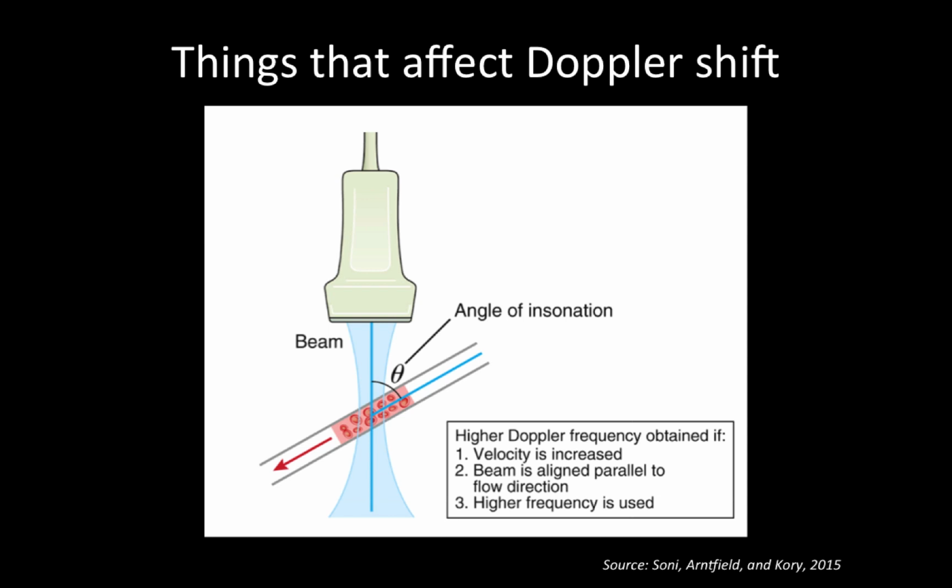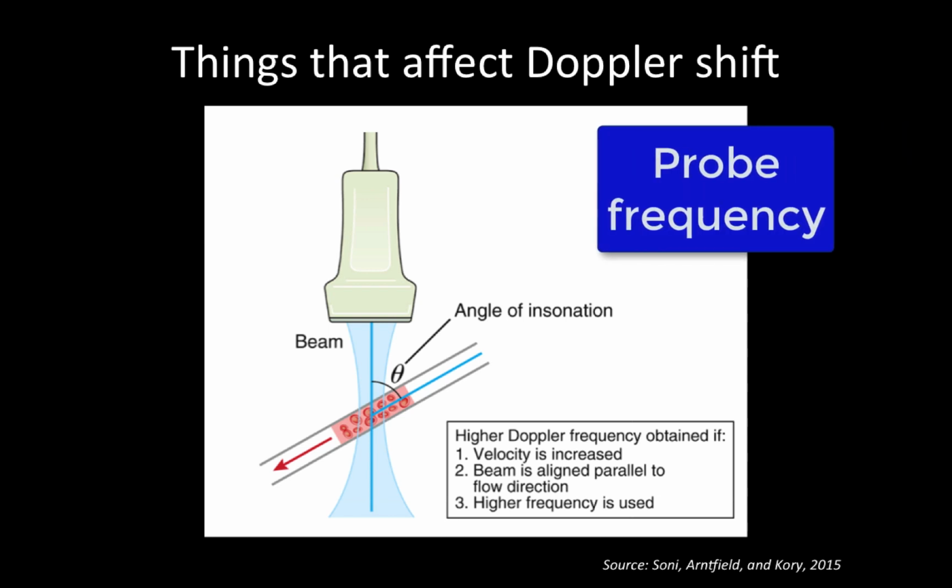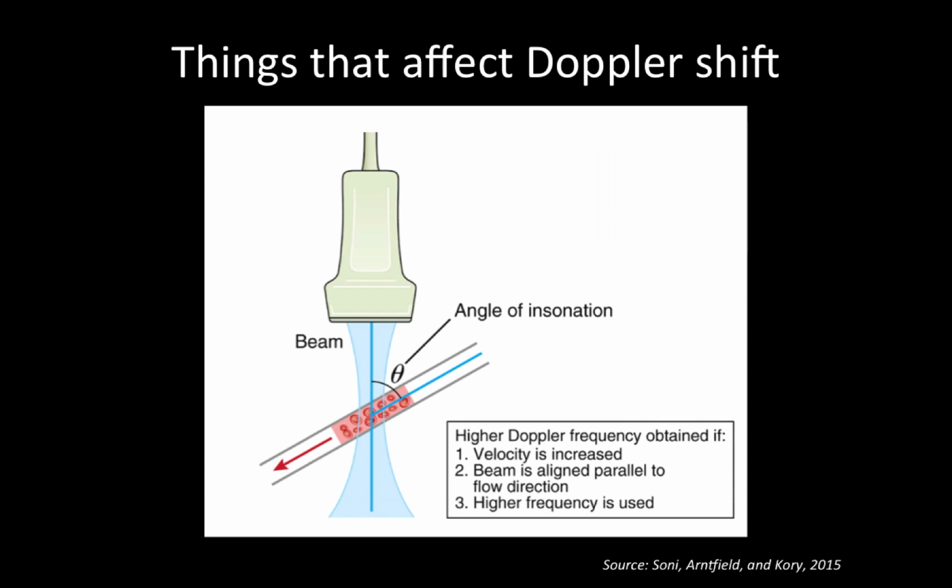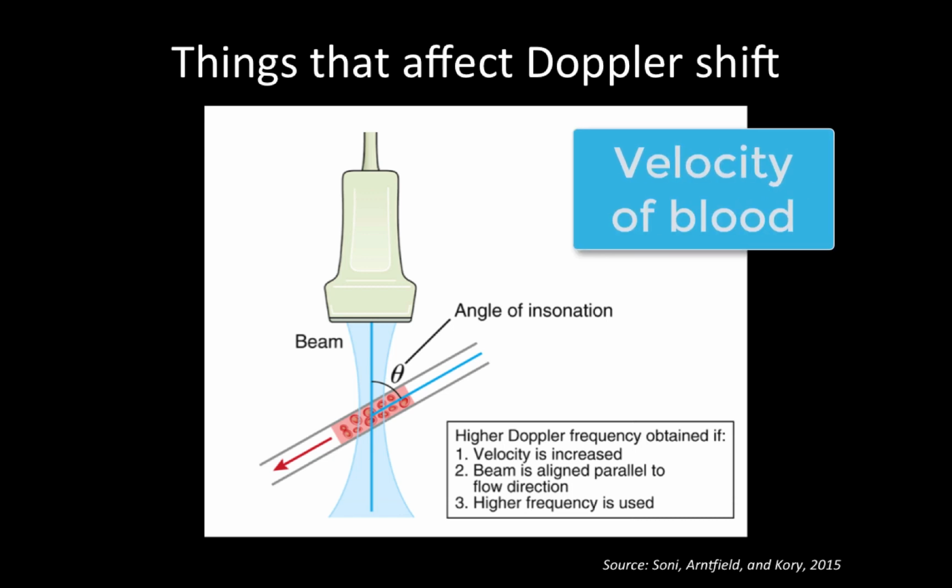So there are a few things that can affect the degree of Doppler shift. Higher frequency probes, like the linear probe, will generate greater Doppler shift. However, the selection of your probe is always going to be a balance between sensitivity to flow with high frequency probes versus penetration with lower frequency probes. The next thing that can affect your Doppler shift is the velocity of blood itself, with higher velocities of blood generating a greater Doppler shift.